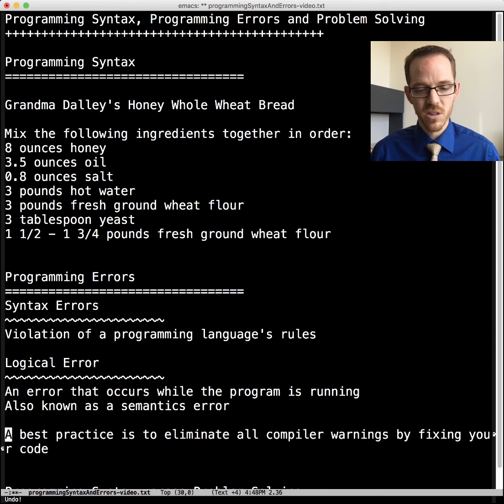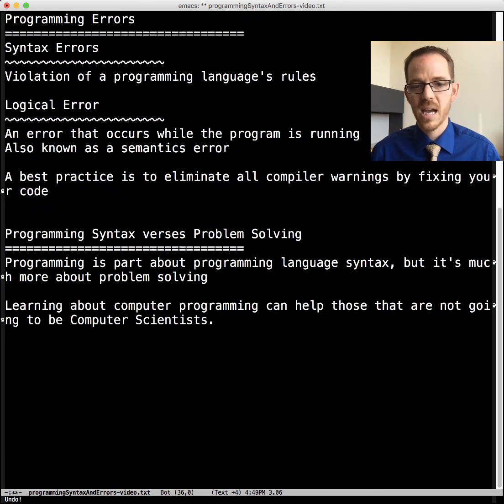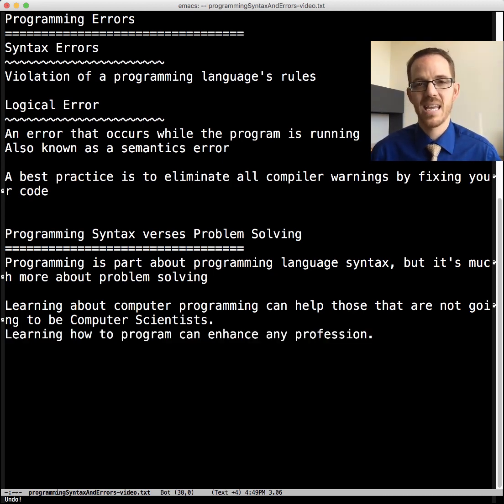Along those lines, learning to program can help those that are not going to become computer scientists. Learning how to program will enhance any profession.